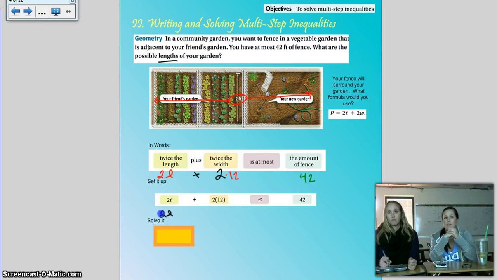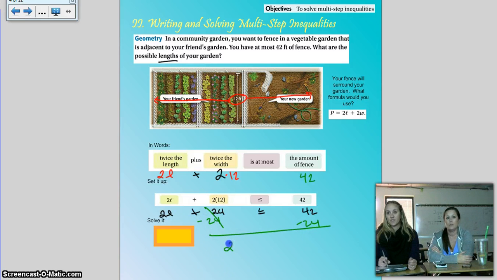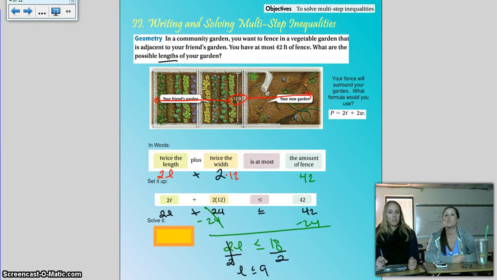So 2L plus 24 is less than or equal to 42. Correct? Subtract the 24s, and we get 2L is less than or equal to 18. I was right. Have confidence. So L is less than or equal to 9 feet. That is my width.